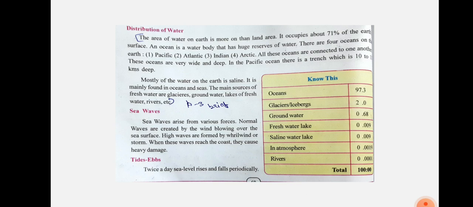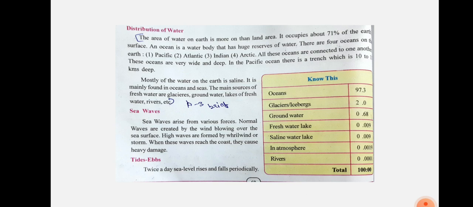Now, a normal air or normal wind cannot produce high waves. High waves are produced when there is a storm or whirlwind. When these waves reach the coast, they cause heavy damage.